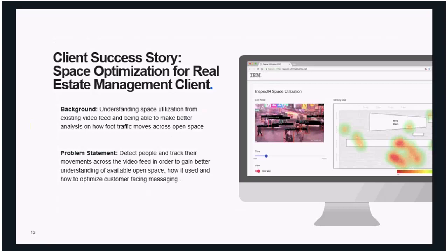Here's a slightly different one. This one is a real estate management client that was interested in understanding how the space in their facilities is being used. And so what we built here is a machine learning model that can detect humans from different objects and is tracking the movements in that public space to understand which areas are being used the most, where the highest traffic levels are, where I need to make sure that there is consistent maintenance, so that I can prioritize the way that my maintenance crew is taking care of that area in order to optimize the user experience of that client's customers.